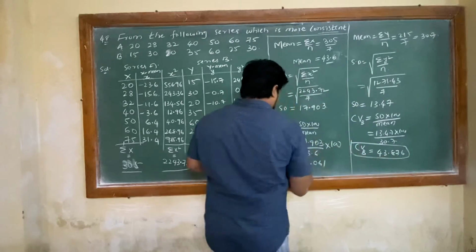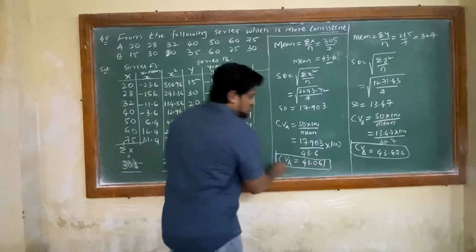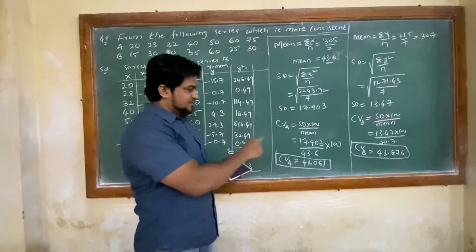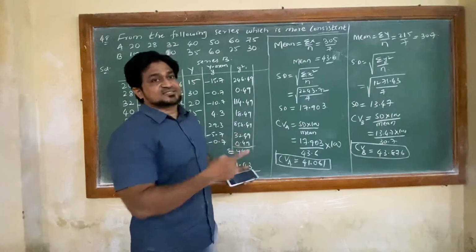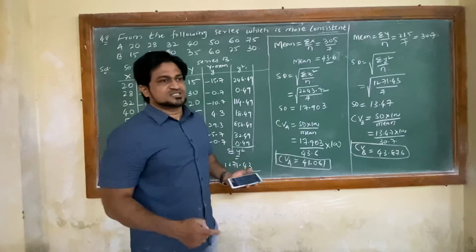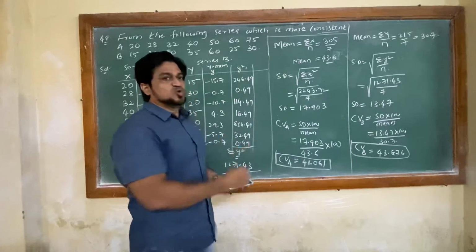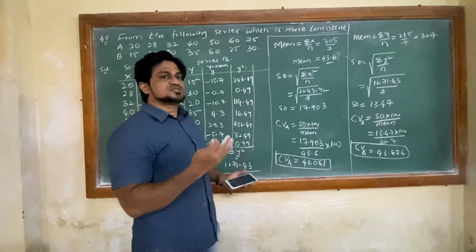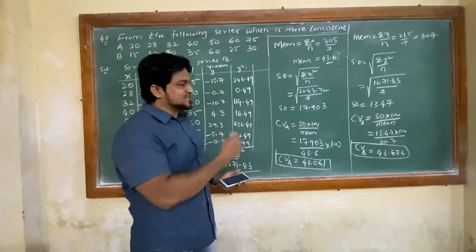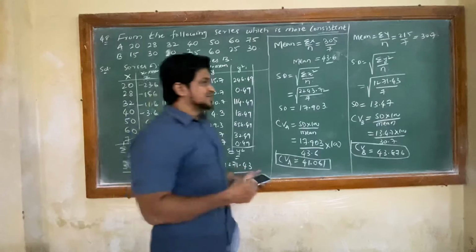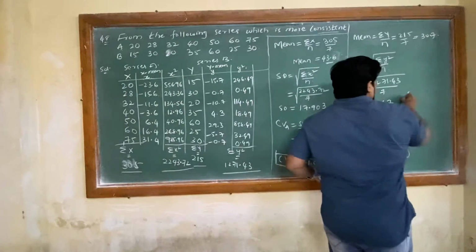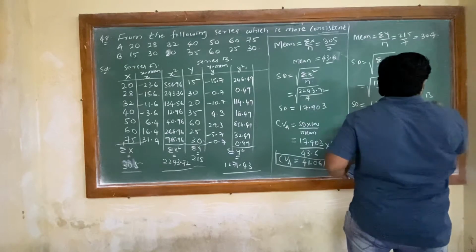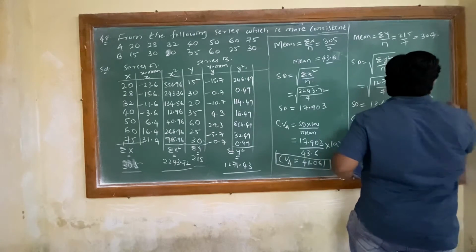Now have a look at these two: the coefficient of variance of A and the coefficient of variance of B. Whatever answer is less, that is more stable or more consistent. Don't think that if the answer is more, that is more consistent. Not like that. More consistent means the one whose coefficient of variance is lesser than the coefficient of variance of the second series. Therefore, A is more consistent, you have to write.